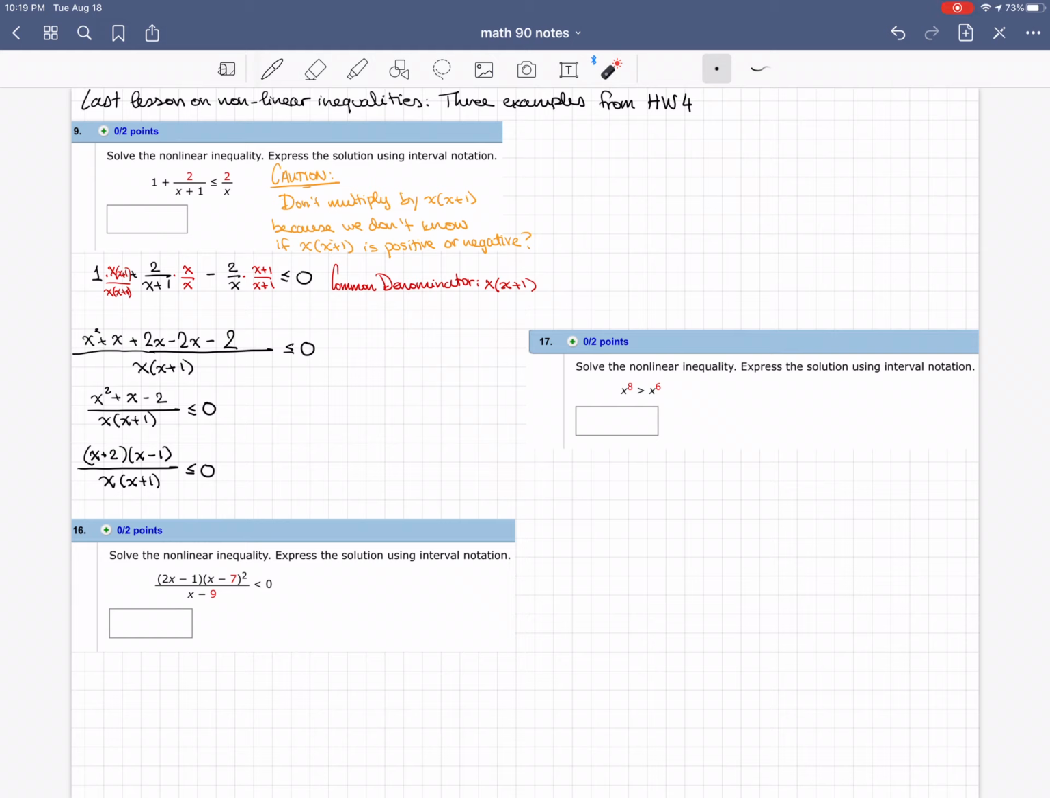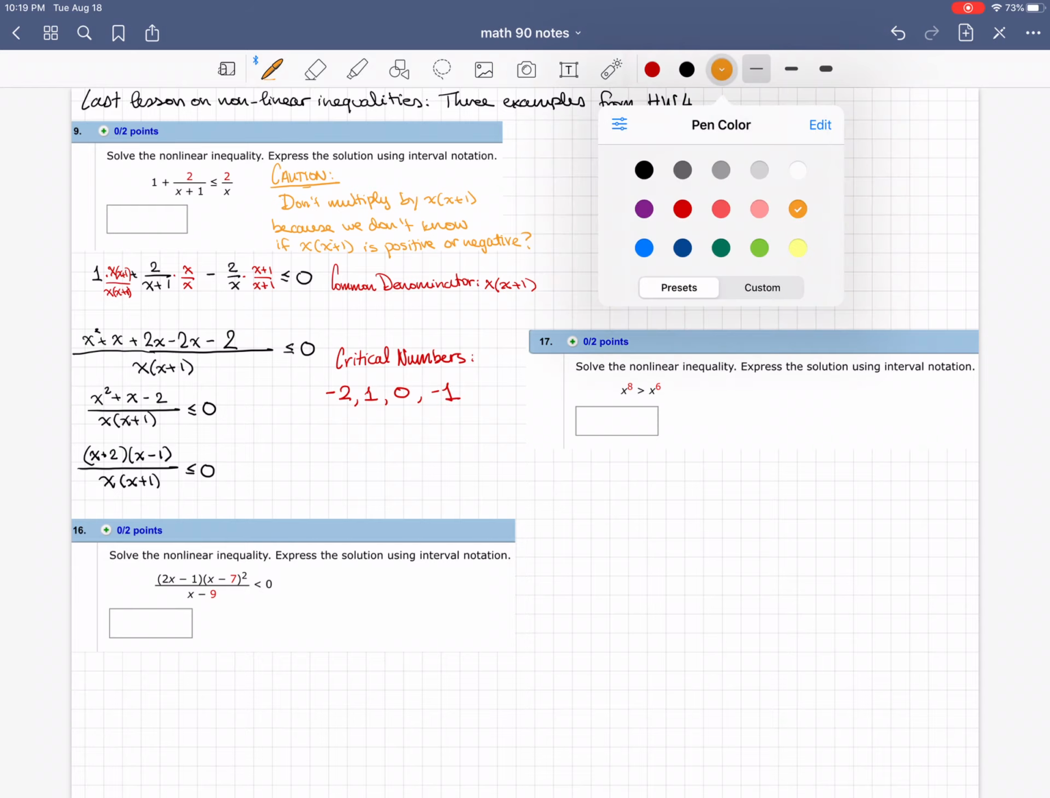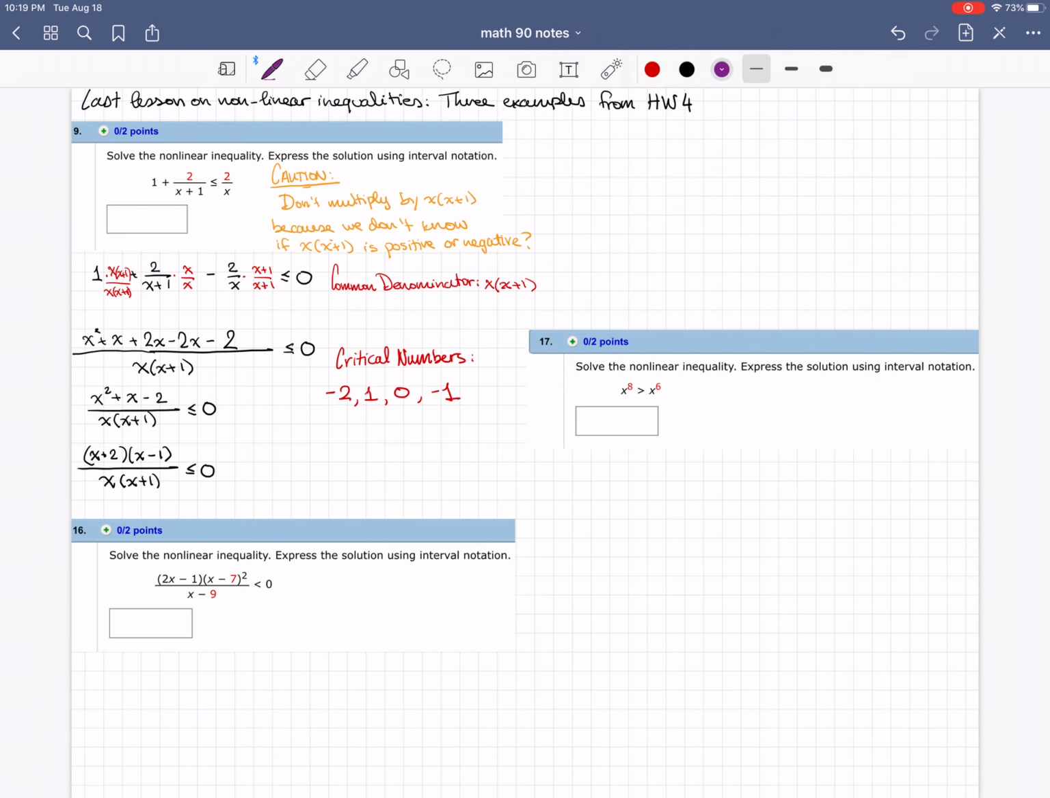All right, so let's go ahead and start this process. The critical numbers are -2, 1, 0, and -1. In keeping with our color coding system, let's make the sign chart purple.